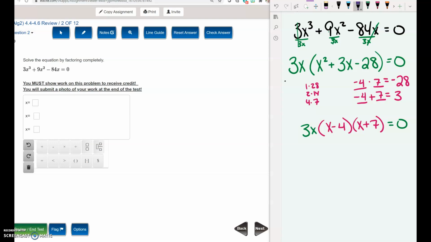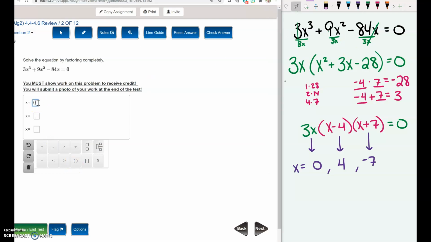For the x minus 4, our solution would be positive 4. For the x plus 7, our solution would be negative 7. And the monomial in front gives us an x value of 0, because 3 times 0 would be 0. So in these 3 fields, as long as you have 0 in one of them, 4 in one of them, and negative 7, and again, you can push the minus button on your keyboard, or you can use this to help you, so negative 7.